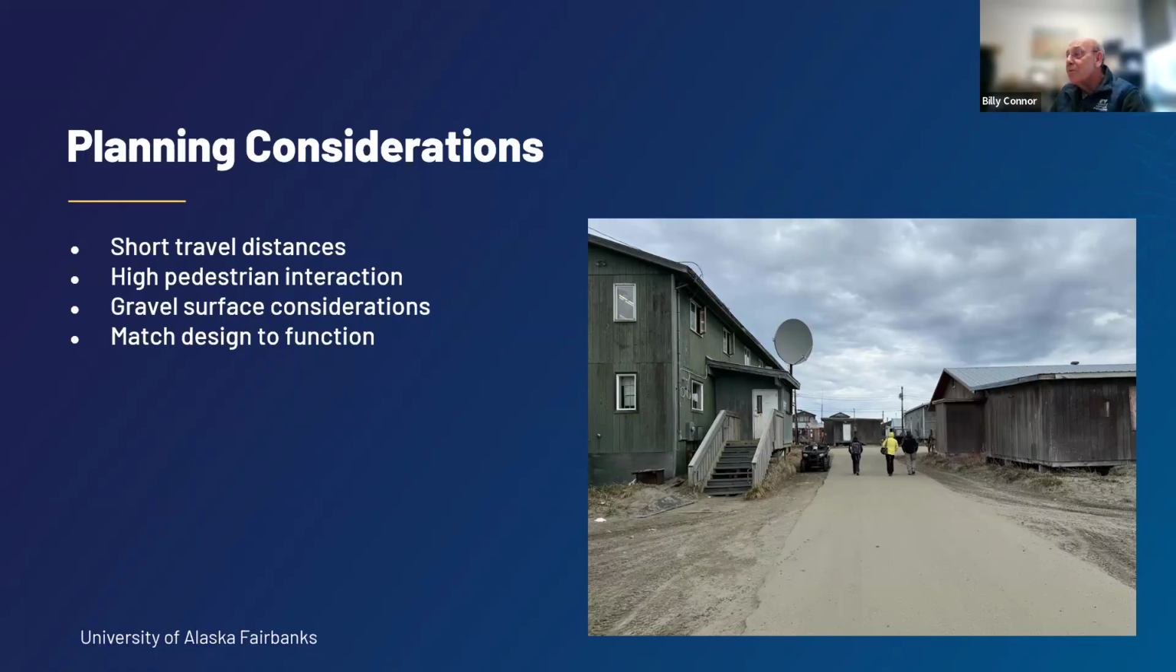Gravel surfaces: 90% of the roads in our villages are gravel. Some don't even have a gravel surface course. They're basically silt roads, and we need to be able to take that into account. And as you'll see in a little bit, things like stopping sight distances, stopping distances, and curves are all impacted by that. And so finally, as we go through this, we'll talk a little bit more about the design and the function of our roads and how they fit together. Next.